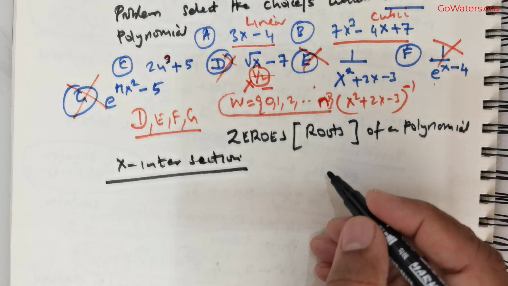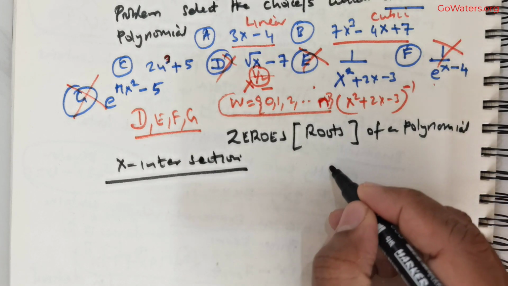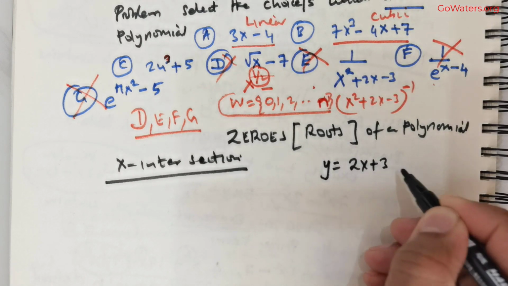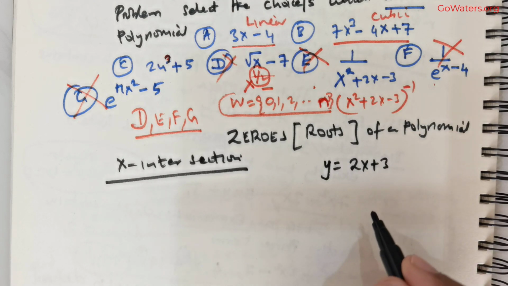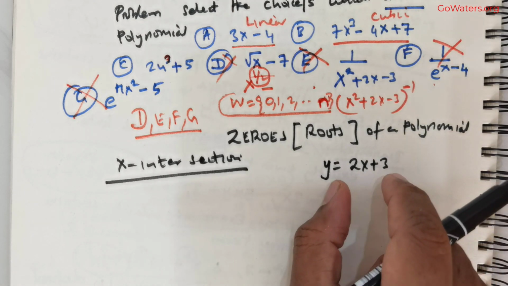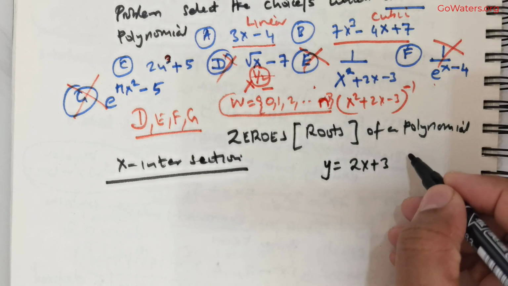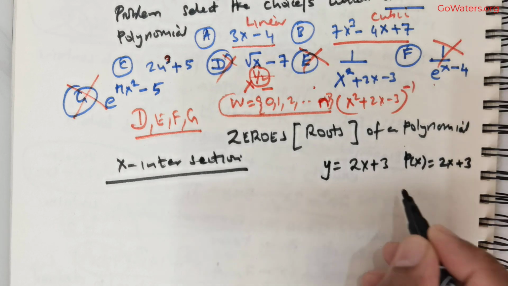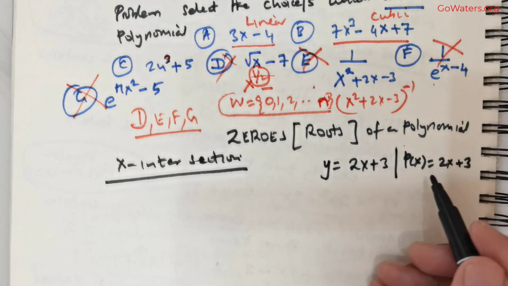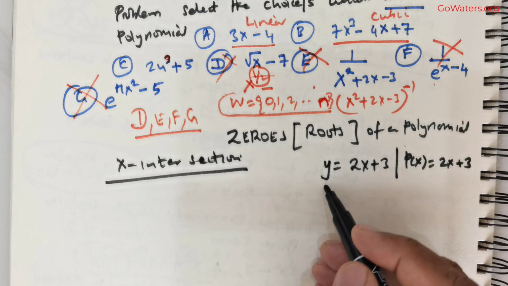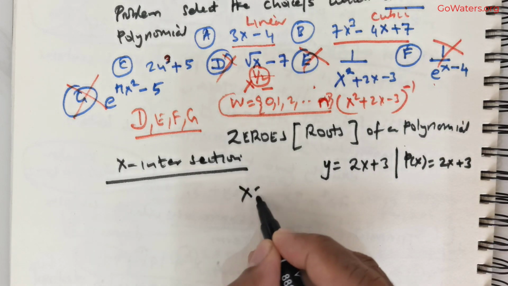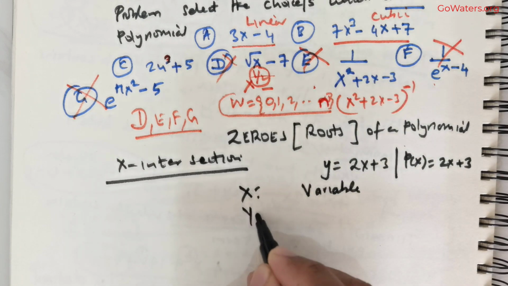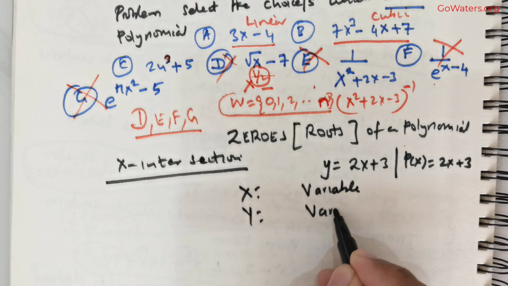Now let me give you this illustration. Say for example, you have y is equal to 2x positive 3. This is what they have got. Now this is a polynomial. Instead of giving us p of x is equal to 2x positive 3, they have given us y. Now what is y? Can you tell me what is y and what is x? I already mentioned to you x is a variable. But what is y? Y is also a variable, right?